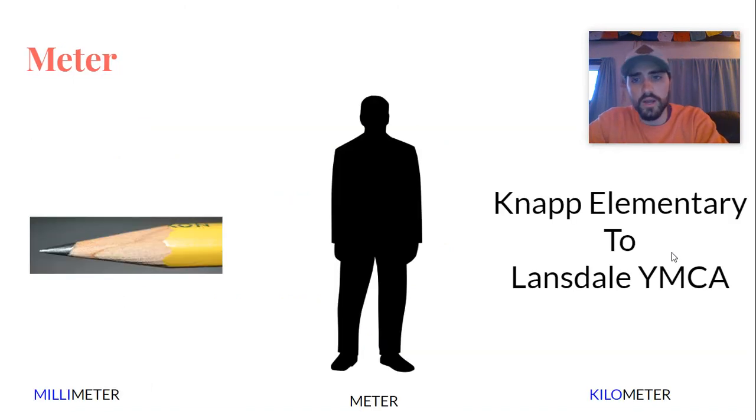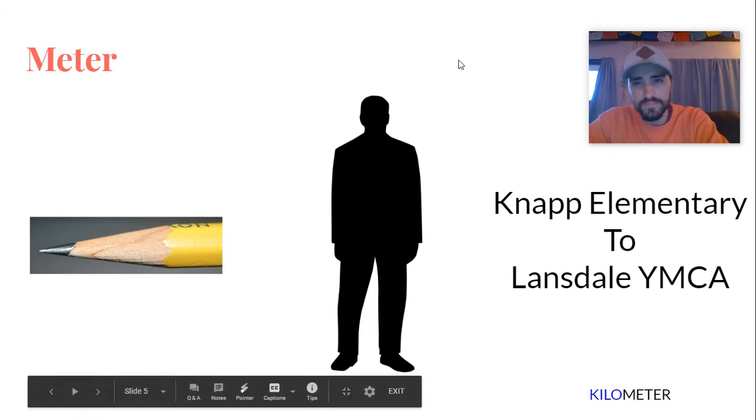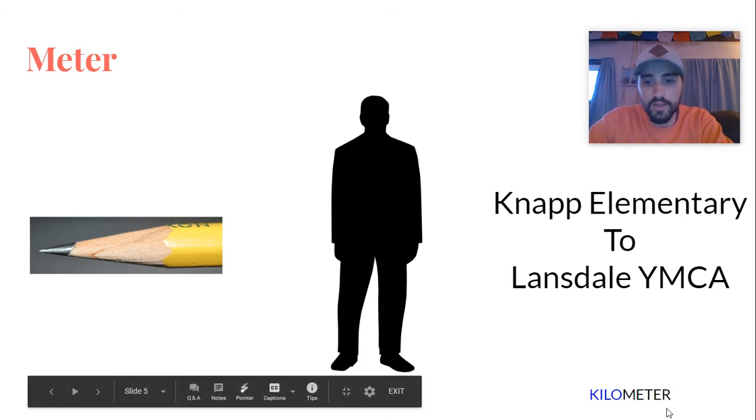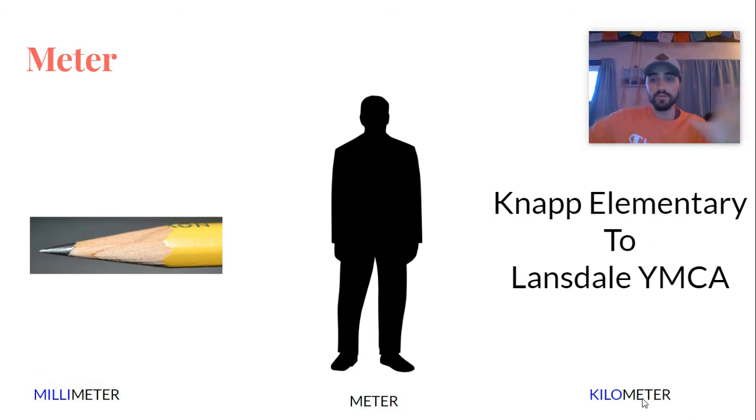So let's take a look at what these sizes end up being. So a meter. I am a little bit less than 2 meters tall. So a meter, think about the size of a person, about the size of you. A kilometer, if we look on the right side, a kilometer is 1,000 meters. So it's 1,000 of those meters stacked up.